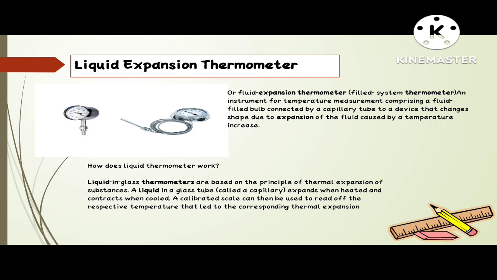A liquid expansion thermometer works by using the thermal expansion of a liquid with a capillary tube to measure temperature. The precision of this method varies by the liquid used, but all use the fact that when most liquids are heated, they expand.